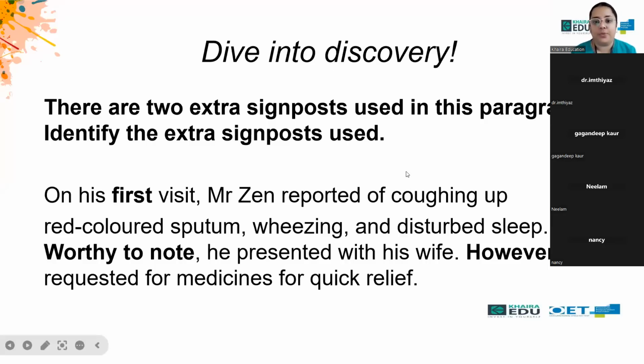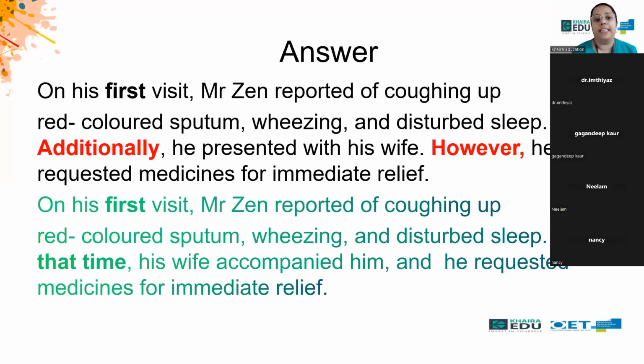It is worthy to note and however. Both of these are extra because first visit does clarify when the patient first presented; it's not incorrectly used. But additionally, he presented with his wife, or worthy to note he presented with his wife, is not serving the purpose. We are not drawing the attention towards the wife. So worthy to note and additionally both would be wrong here. And however, he requested for medicines, that's got nothing to do with the wife. It's not in contrast to the wife. So however is again, contrasting information is not being presented. So we should absolutely have not used it.